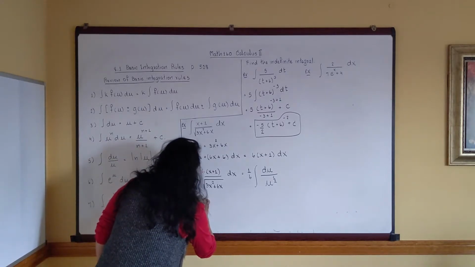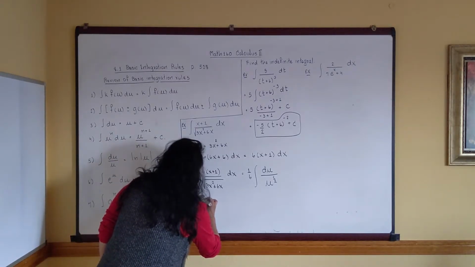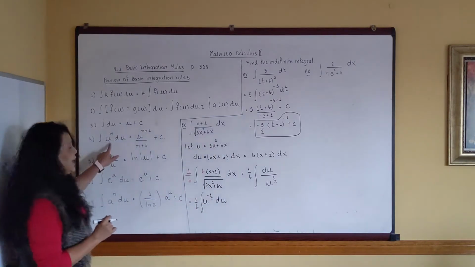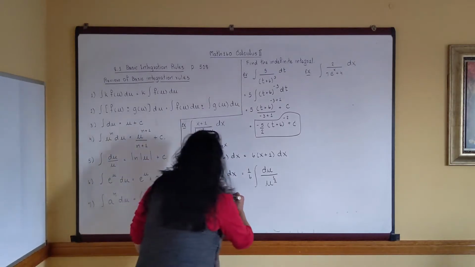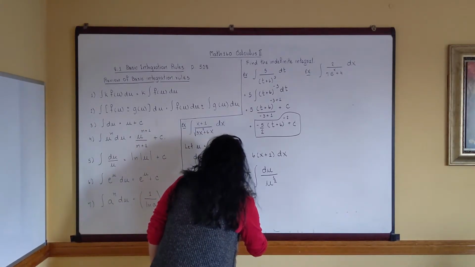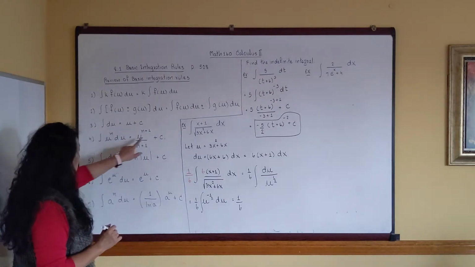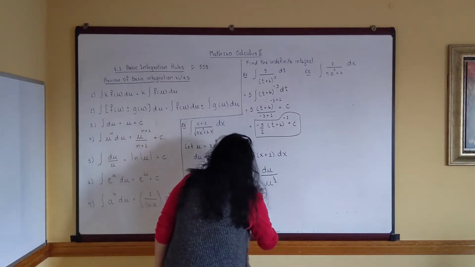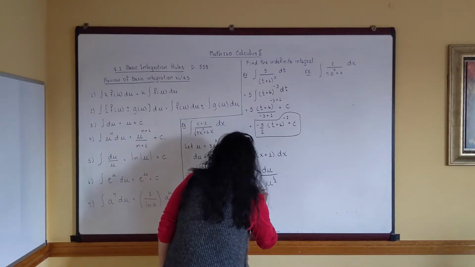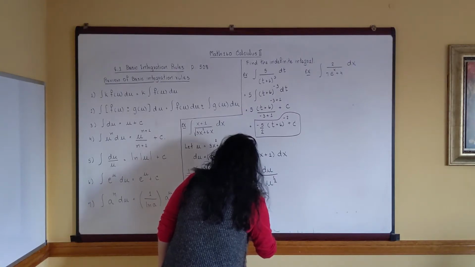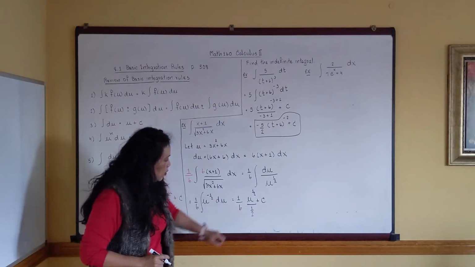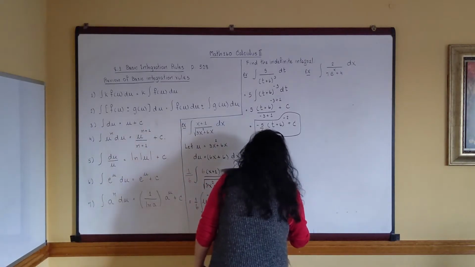So then I have 1/6 u to the negative 1/2 du. Right here. So this is going to be 1/6. Since I use number 4, I'm going to add 1 to the exponent. Negative 1/2 plus 1 is going to be u to the 1/2 over 1/2, plus c. Let's simplify a little bit. 1/6 divided by 1/2, that's 1/6. Oh, 1/3, sorry, 1/3.